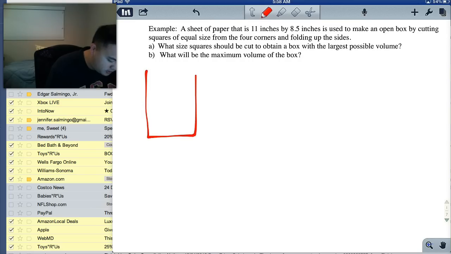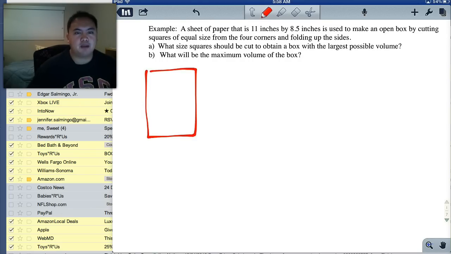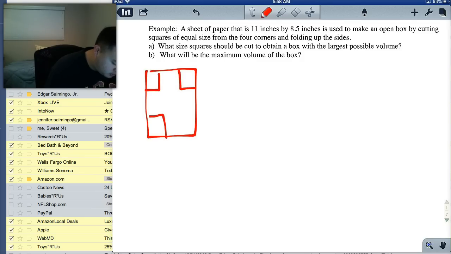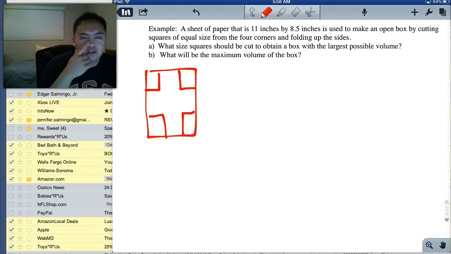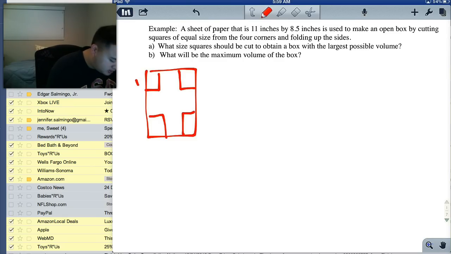So here's my 8.5 by 11 paper, and I'm going to cut out squares from the side, so let me draw me cutting out these squares. Now, what you're going to do is assign variables. Obviously you can assign variables to everything, but you want to use as few variables as possible. You don't want x and y and z, you want 1 or 2 variables at the most. Since they're all squares, I want to know how big to cut them, so I'm going to call these all x's.